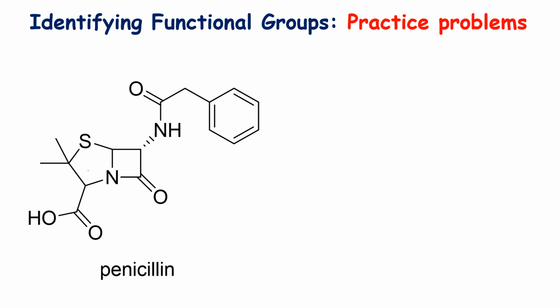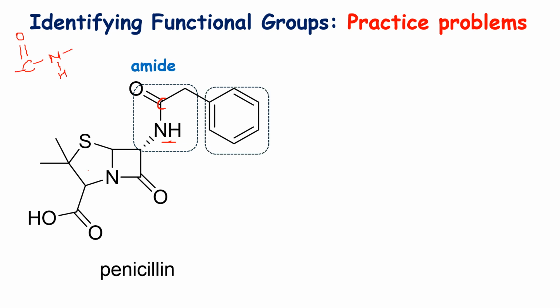The next molecule is penicillin, and I'm sure that you're familiar with this molecule. Let's see what functional groups are present here. There is a carbonyl group, and next to the carbonyl group we have an amine. So if in a molecule there is a carbonyl and amine together, then this functional group is an amide functional group. Here we have a benzene, but the benzene is attached to a carbon, so the more appropriate name for this is phenyl.